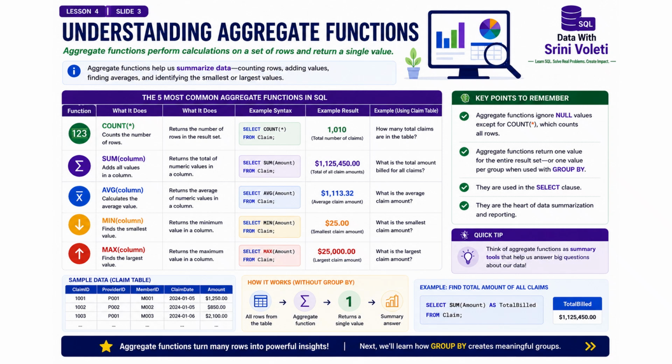Count. The first function, count. Count simply counts how many rows are in a result set.